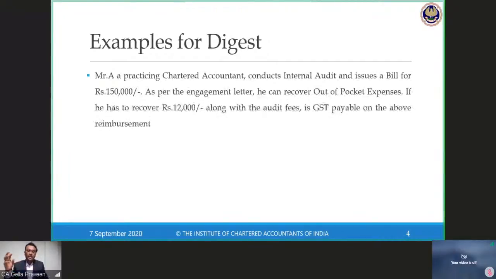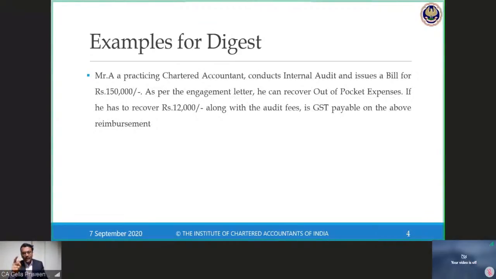This gentleman was appointed by a company for the purpose of conducting an internal audit. As per the terms of the engagement letter, the company says, look, if you have incurred any expenses in relation to conducting an audit, you can recover those expenses as out-of-pocket expenses. Now, when Mr. A raises a bill for 1,50,000 and shows out-of-pocket expenses of rupees 12,000, the question here is, what should be my value of supply? Assuming the rate of GST is 18%, you can confirm whether the GST should be paid on 1,50,000 or 1,62,000.